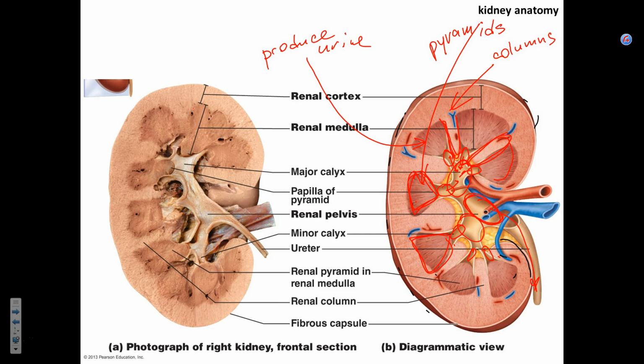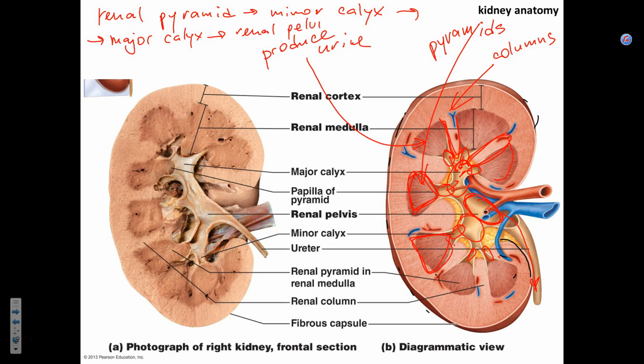So to organize the sequence of urine flow, it's renal pyramid, minor calyx, major calyx, renal pelvis, ureter. Does that make sense? So what is the point of the columns then?